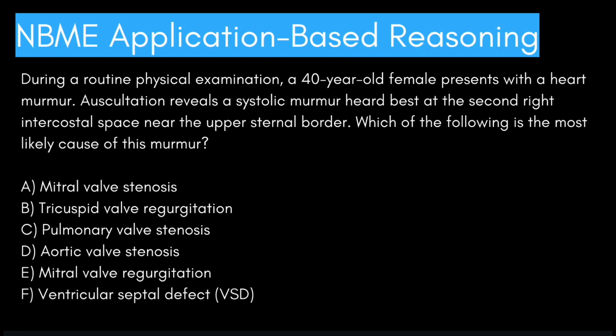During a routine physical examination, a 40-year-old female presents with a heart murmur. Auscultation reveals a systolic murmur heard best at the second right intercostal space near the upper sternal border. Which of the following is the most likely cause of this murmur?